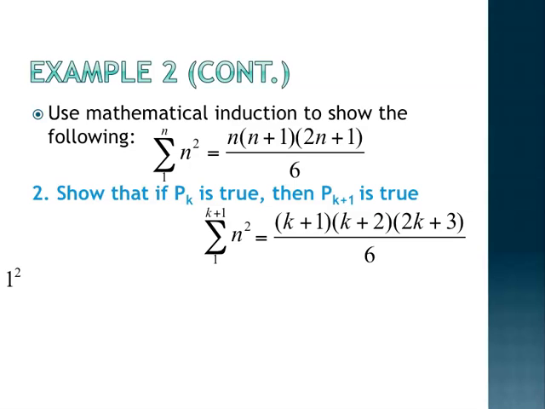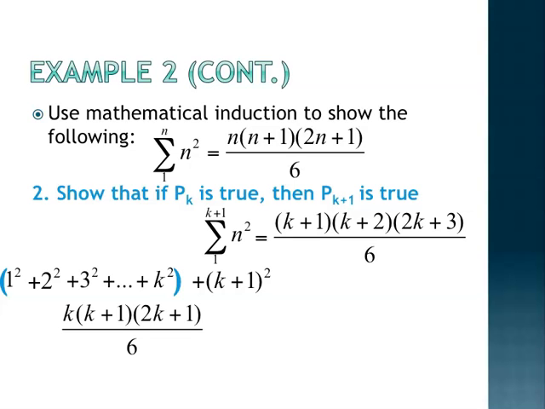So we have 1 squared plus 2 squared all the way up to k squared, and then up to k plus 1 squared. We're going to do a sort of substitution. The 1 squared all the way up to k squared, we know what that's equal to because we know P sub k is true. So we take that and we write out that it's equal to what? k times k plus 1 times 2k plus 1 all over 6. And then put in the plus k plus 1 squared.